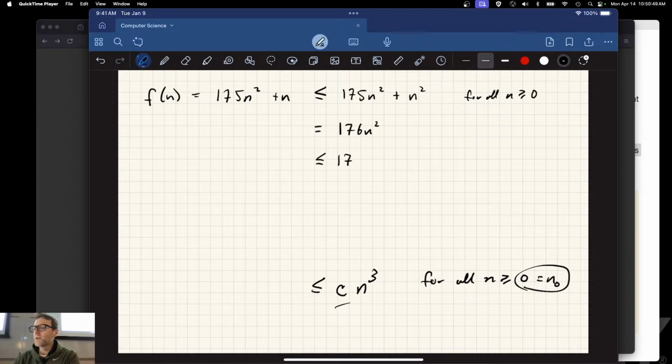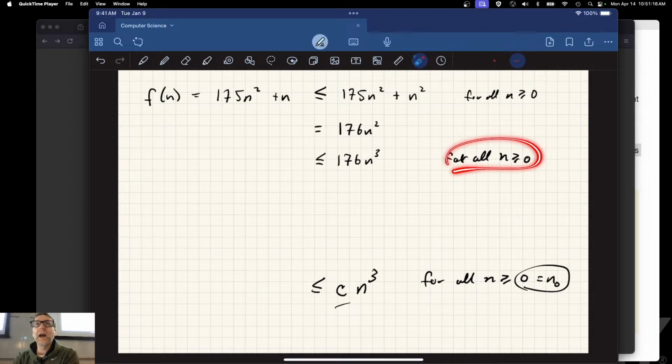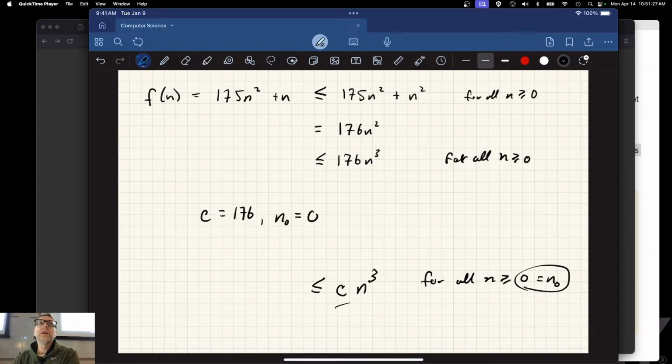Less than or equal to 175 n cubed. Is that true for all integers? Careful. What if n were negative 5? Is that true? Absolutely not. This would end up being positive. This would end up being negative, and the inequality would not hold. However, do we deal with negatively sized inputs? Nope. So, for all n greater than or equal to 0, as long as you put in that caveat, this ends up being true. So, for c being 176 and n not being 0, the inequality holds.